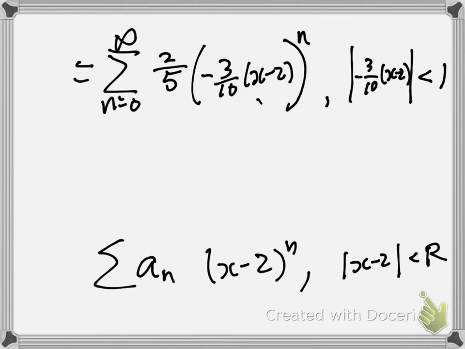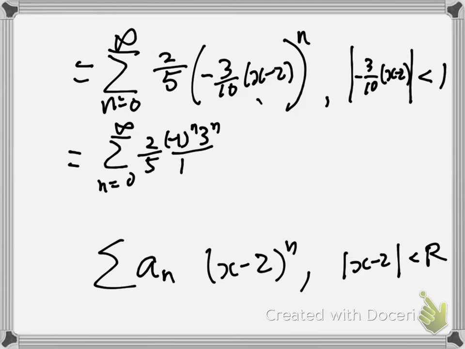So the way we do that would be to bring out the 3 and the 10 and the negative 1 from this parenthesis. And the best way to do that would be to distribute the n power. So 2 over 5, and then we have negative 1 to the n, 3 to the n, and 10 to the n. And over here, x minus 2.